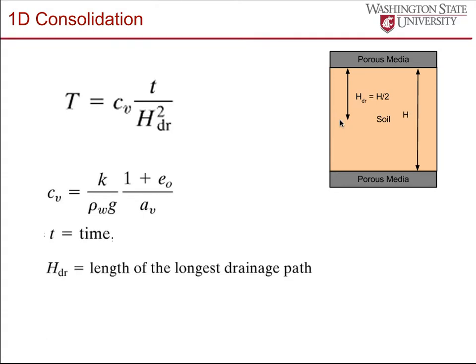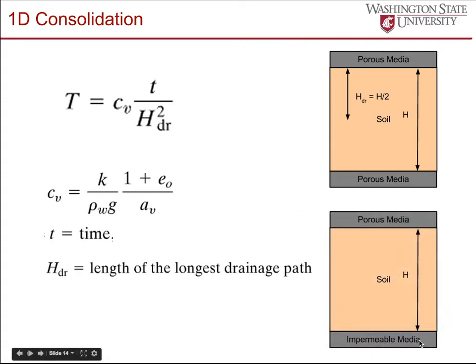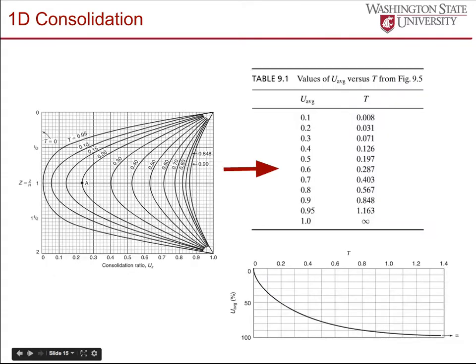And so that's why this consolidation graph looks like this. In this case with porous media, we have a scenario where from the middle is the longest path. Now, you could have a scenario where you have an impermeable media down here, some clay layer or something of that nature. In this case, our HDR is just going to be H, because the longest path is from the bottom here, because no water is leaking out the bottom. It goes all the way up to the top there.